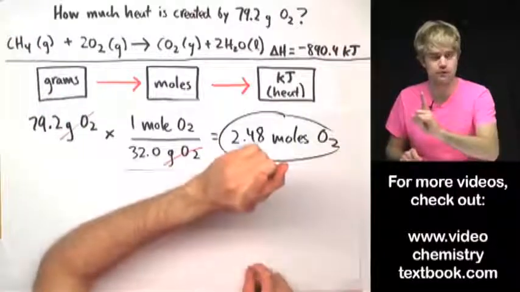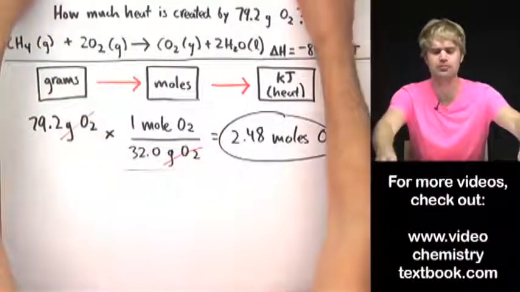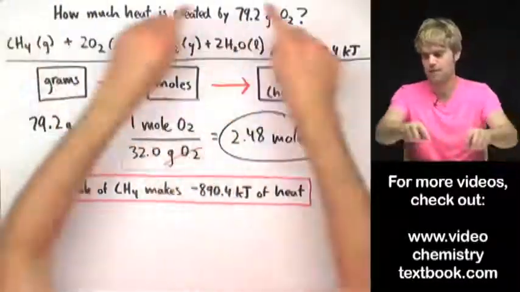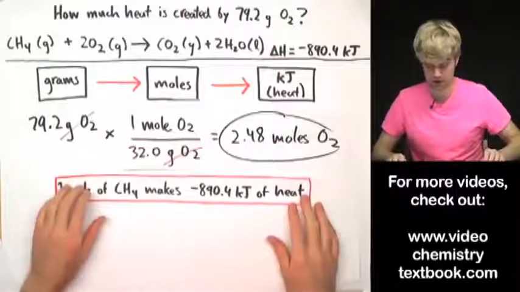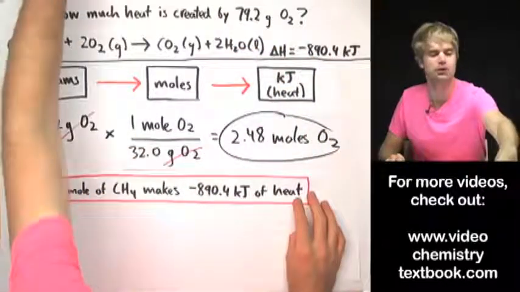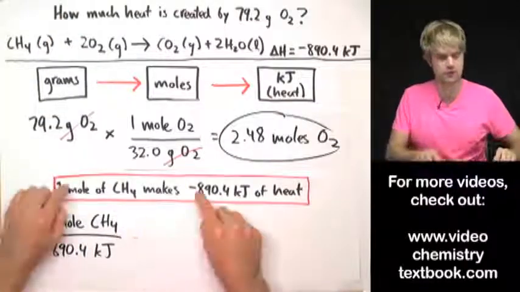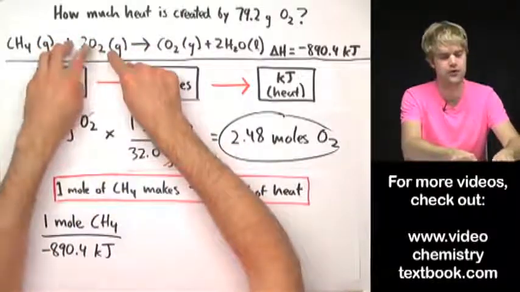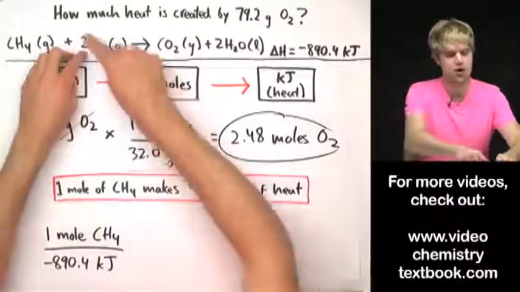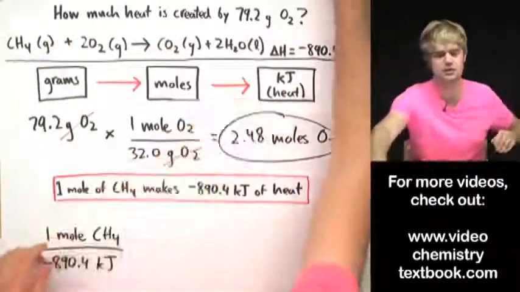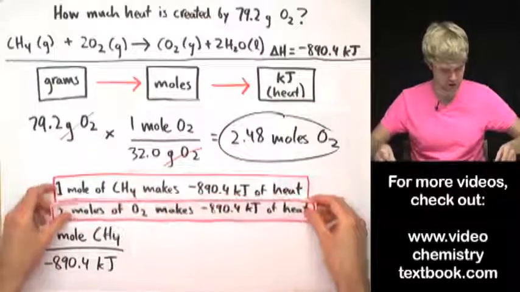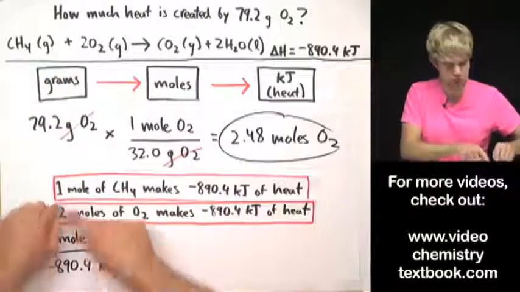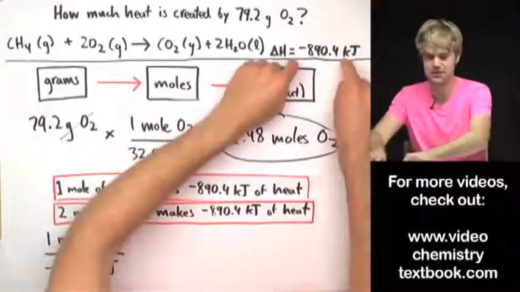Now this is really important. Pay attention here, this is important. In the previous example, we said that 1 mole of CH4 made 890.4 kilojoules of heat, okay? And we were able to use this information to write this conversion factor. But it's different with oxygen. Check this out. There's a 2 in front of the O2, okay? And so that means that 2 moles of this makes this much heat. So here is the statement for O2. Get it? 1 mole of CH4, but 2 moles for O2. 2 moles make this much heat.